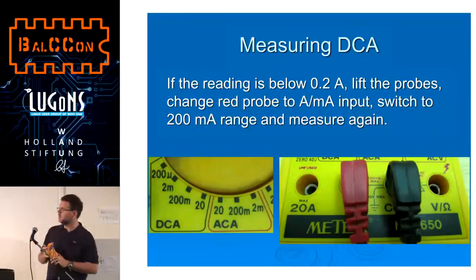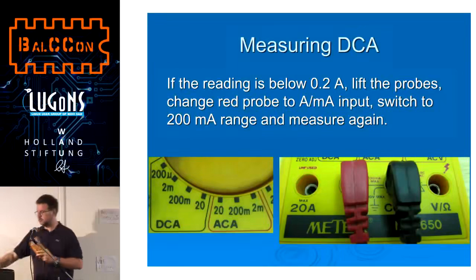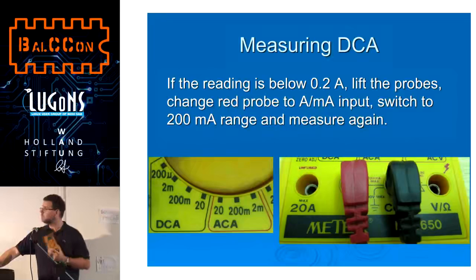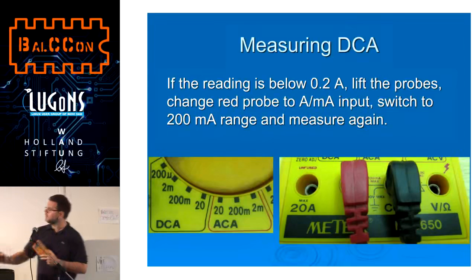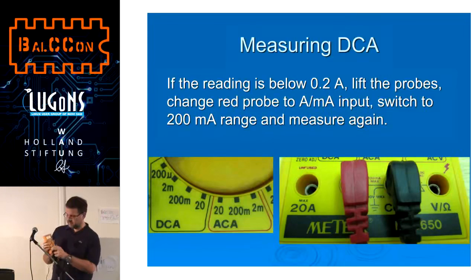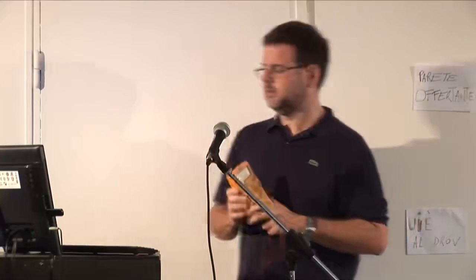If your current is less than 200 milliamps, so you're measuring in this configuration, check the current. If the current is less than 200 milliamps, you can change it to this configuration. In this configuration, you are measuring more precisely, but only currents up to 200 milliamps. This input has an electrical fuse of 200 milliamps, so if it gets burned, you can change it.